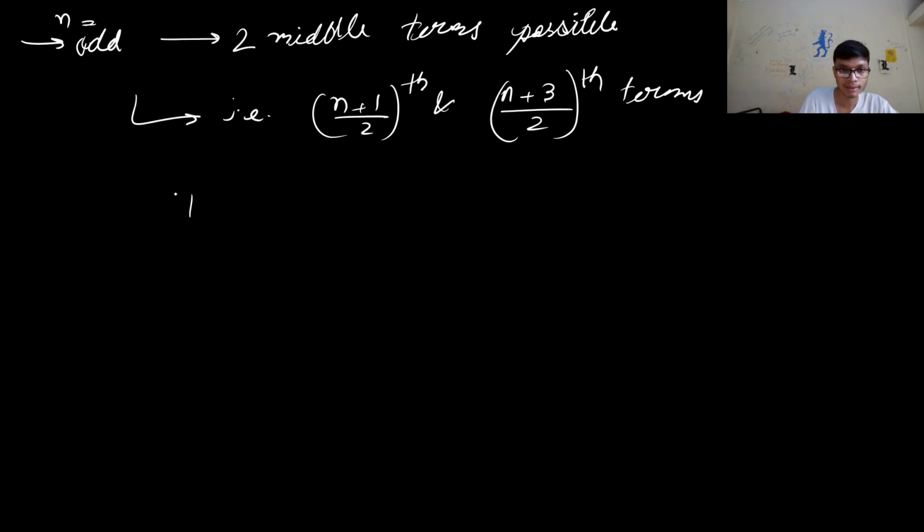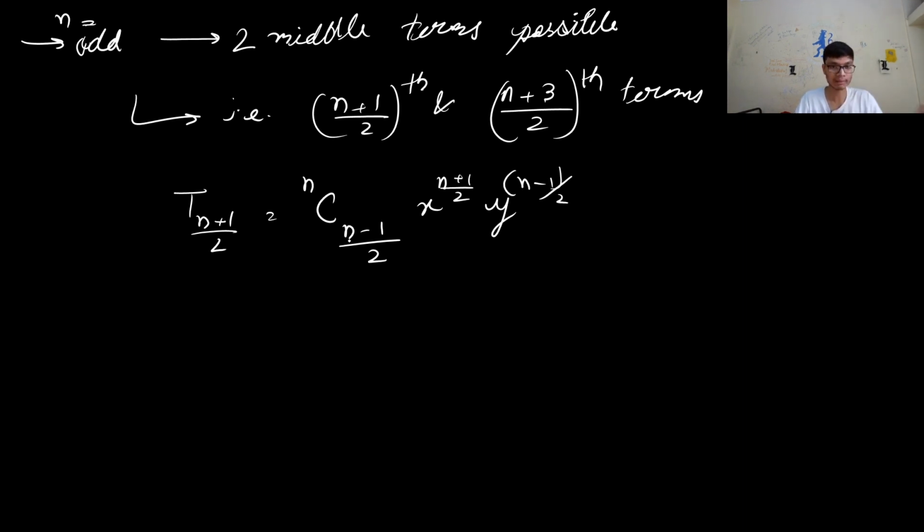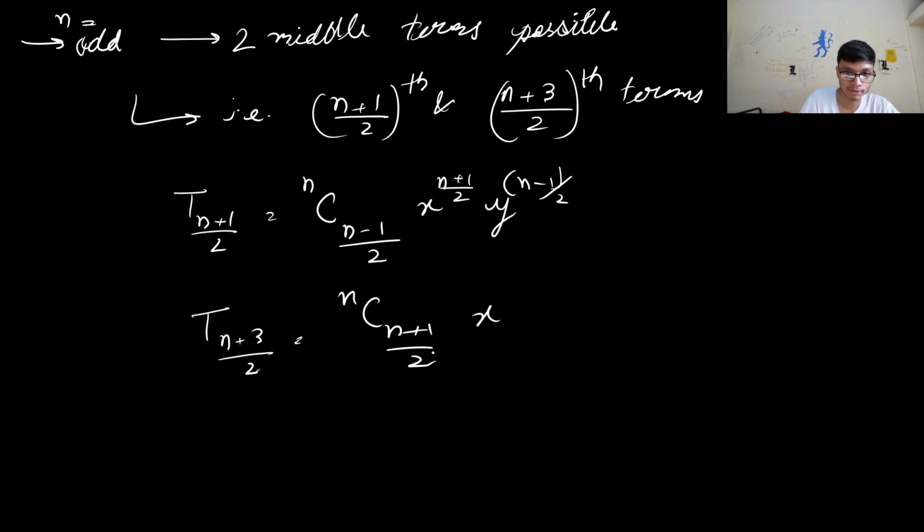That means you can write those terms as follows. For example, the first term will become nC((n minus 1) by 2), with x to the power (n plus 1) by 2 and y to the power (n minus 1) by 2. Okay, so this is the middle term corresponding to the ((n plus 1) by 2)th term. Similarly the ((n plus 3) by 2)th term will be nC((n plus 1) by 2), with the power of x as (n minus 1) by 2 and the power of y as (n plus 1) by 2.